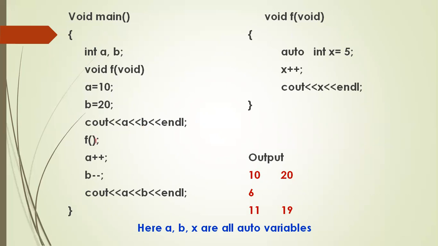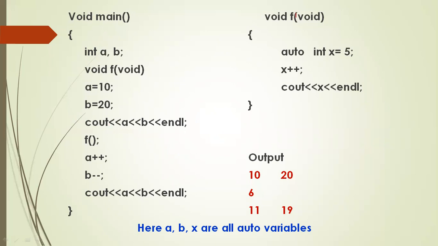After that, I will call a function called f. The moment you call a function, the control jumps to the function f. So here main is a calling function and f is a called function. Inside f, I will declare another variable called x of integer type with an initial value equal to 5. There I explicitly mentioned the storage class as auto. If you don't write anything also, it is automatic. But if you want, you can mention it explicitly with the keyword auto.